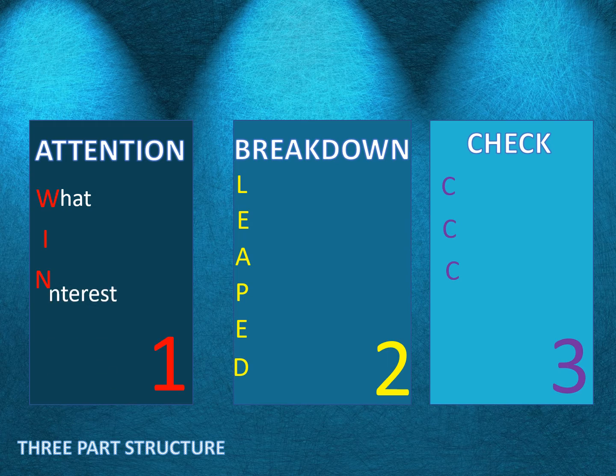What, interest, and need. So during your attention section, you need to tell the person what are they going to learn. You need to create interest in the task that you are going to show them. And then you need to tell them why do they need to learn this specific task.